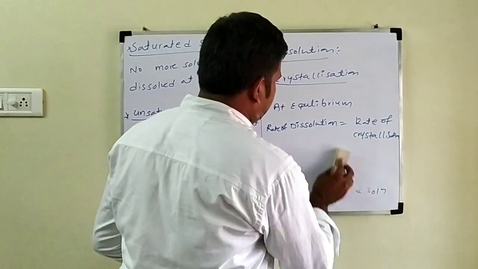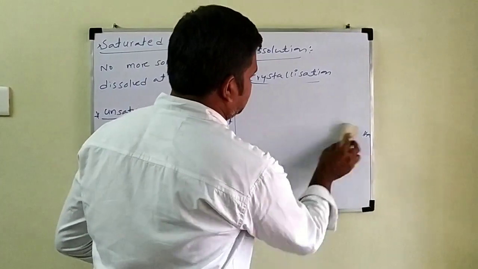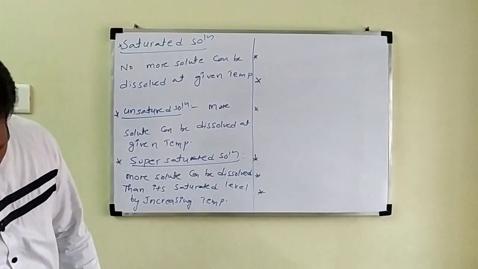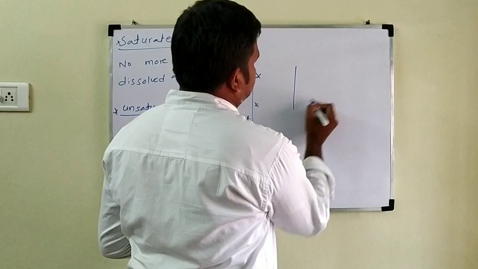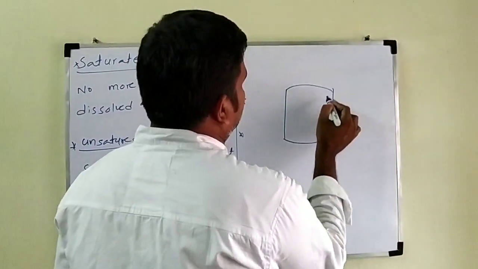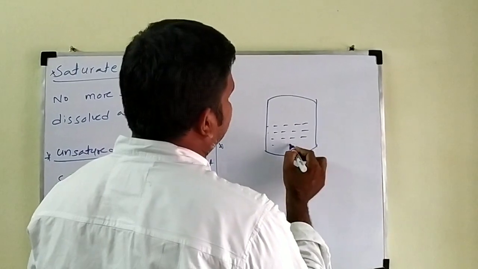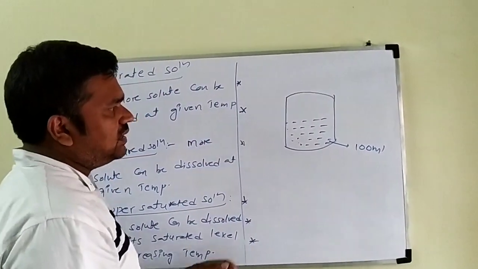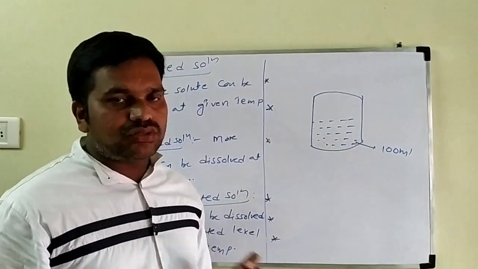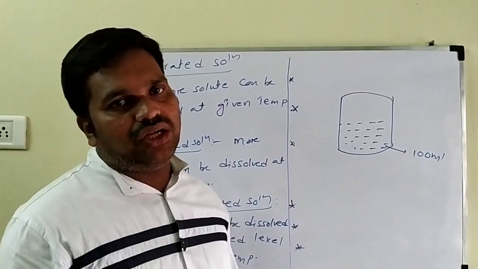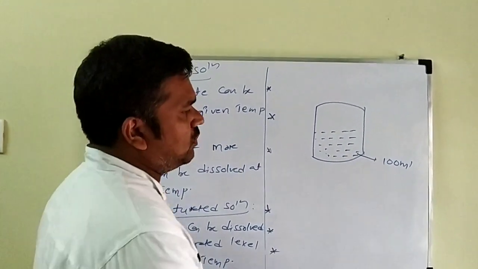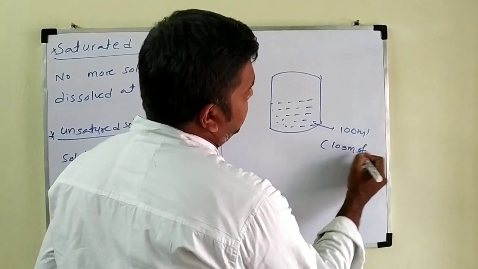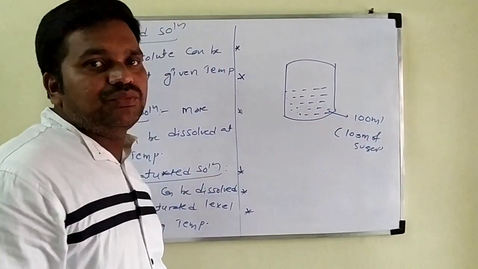Let us see how to understand these three definitions. A simple example we will see here. Here we have a beaker with us. Let us imagine the capacity of this beaker is 100 ml. This 100 ml of the water can dissolve only 10 grams of the sugar. The capacity of this one is it can dissolve 10 grams of sugar.